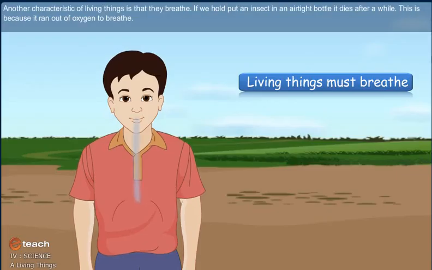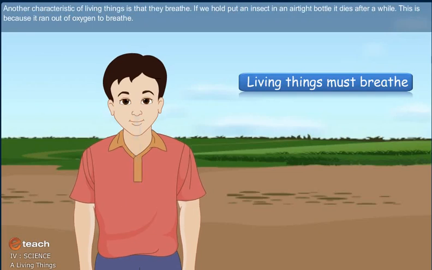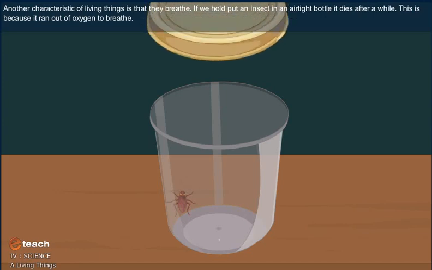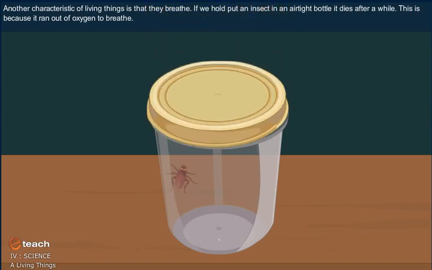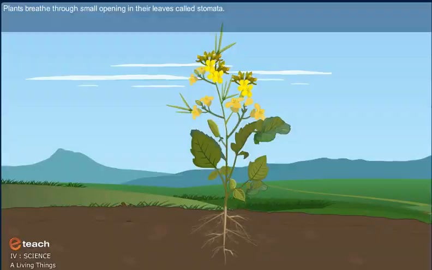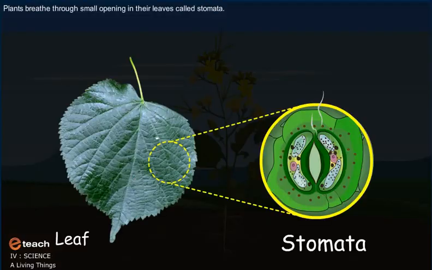Another characteristic of living things is that they breathe. If we put an insect in an airtight bottle, it dies after a while. This is because it ran out of oxygen to breathe. Plants breathe through small openings in their leaves called stomata.